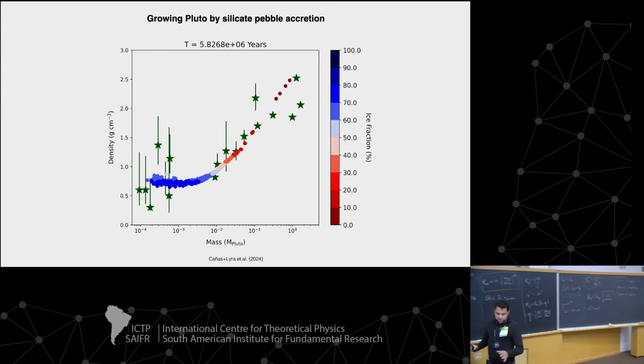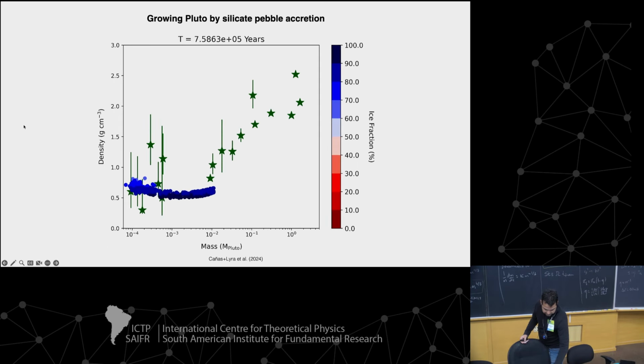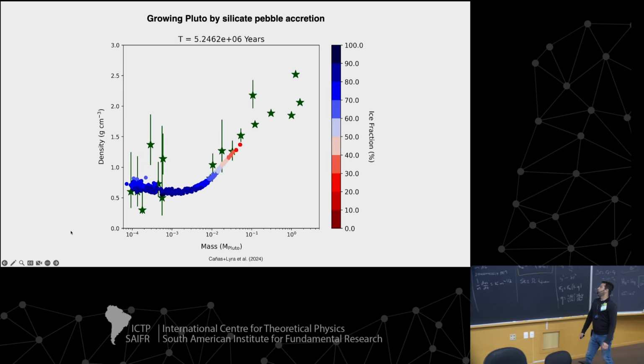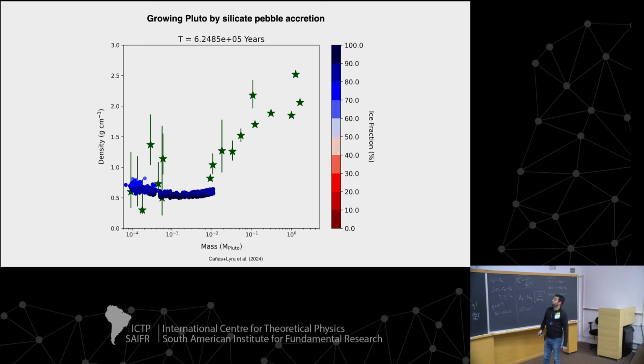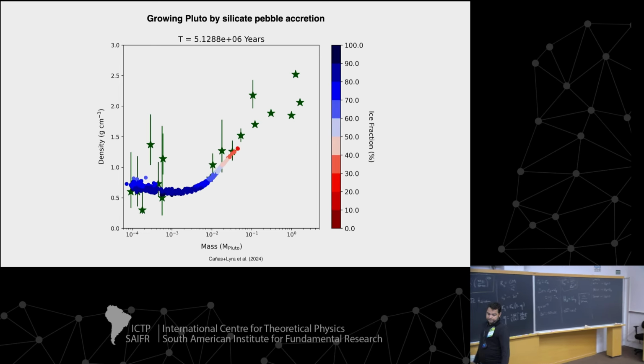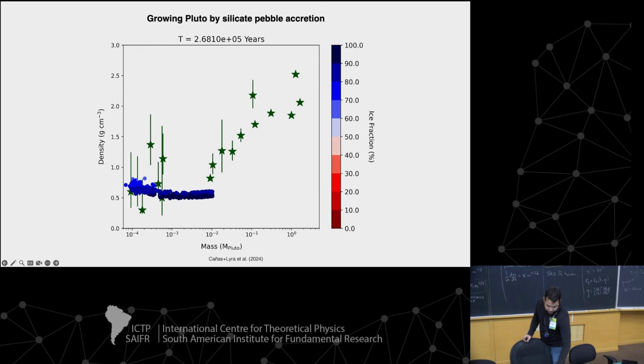If you put grains of a different composition, allow those grains to also retain some ice, these are the growth tracks that you get. You can reproduce the other bodies. There you go. It passes here by Charon, Triton, and Pluto. So this was a model that could reproduce the densities and the masses of Kuiper Belt objects.